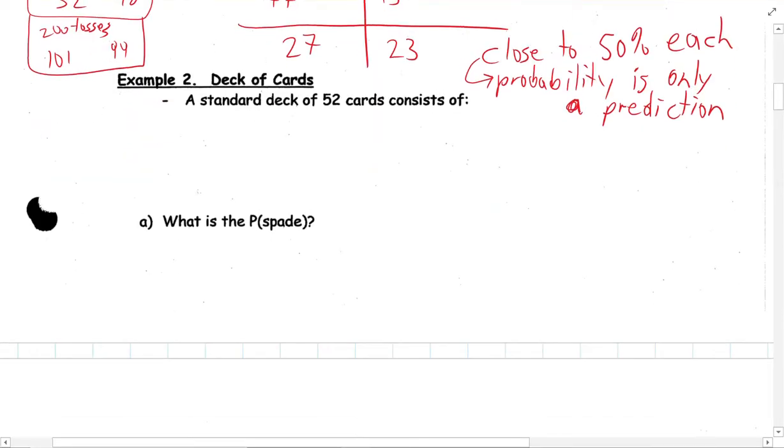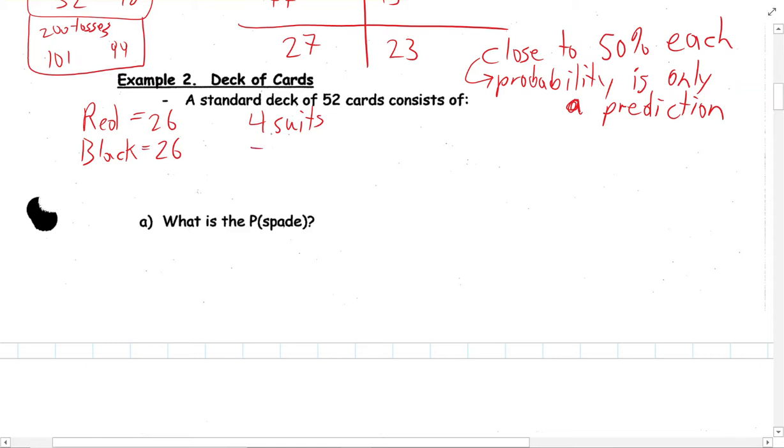Next, probability for deck of cards. So a deck of cards has 52 cards. If half are red, half are black. So for red, half of 52, excuse me, is 26. For black, half of 52 then is the other 26. Okay. What about things like there's 4 suits. Okay. There's 4 suits on a deck of cards.